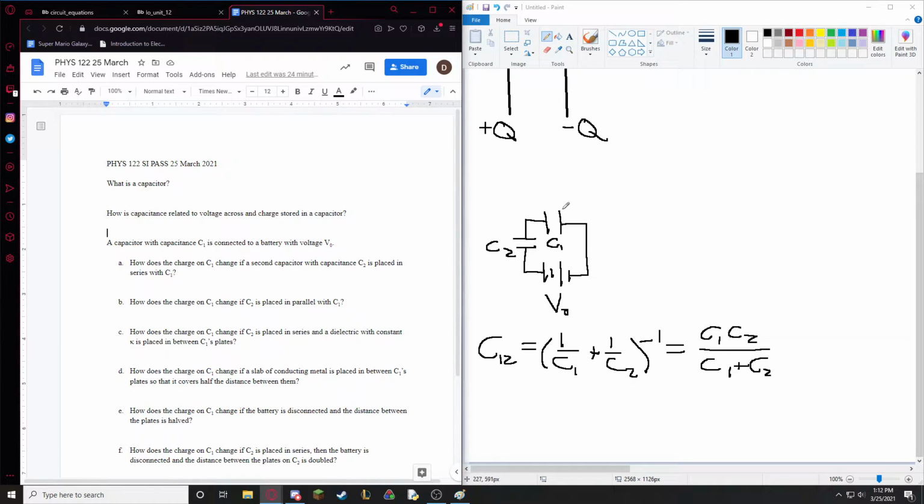Is our total charge on C1 and our total charge on C2 going to be the same? Or is it going to be split as a fraction of the capacitances? It's going to be the same. It's going to be the same, right? And how do we find that new charge?